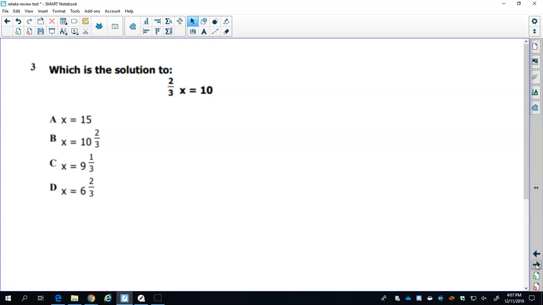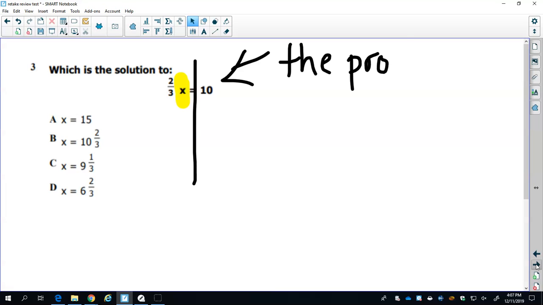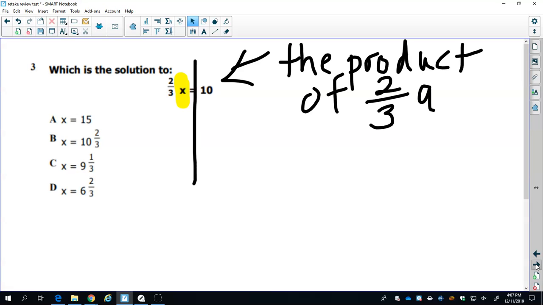All right, now we have an equation where you have a fractional coefficient. We did a lot of practice with this in class. So we have a fraction in front of the variable. So what this means is we're finding the product, because that's multiplication, of 2/3 and x. And it's equal to 10. So I'm throwing in some translating there too to kind of help you out.